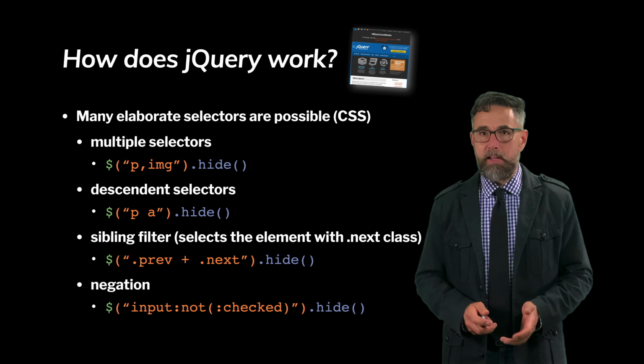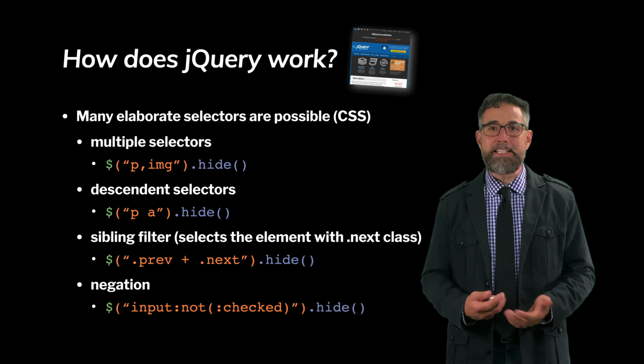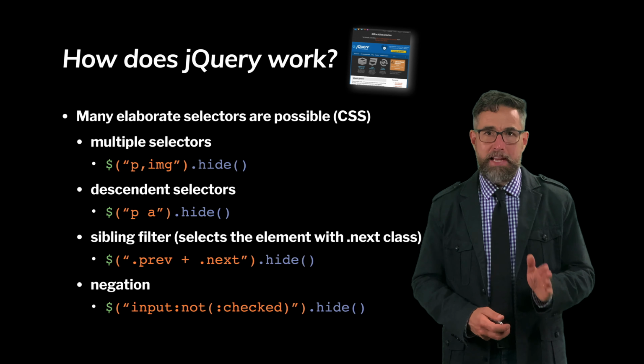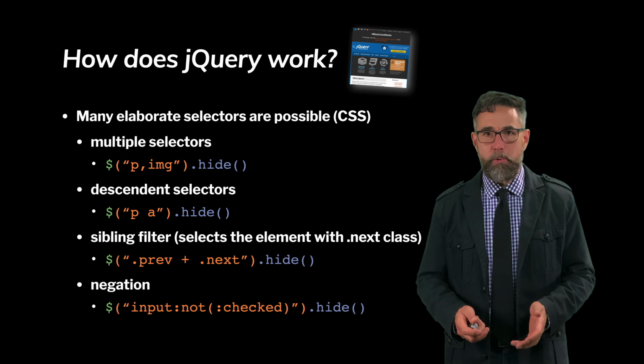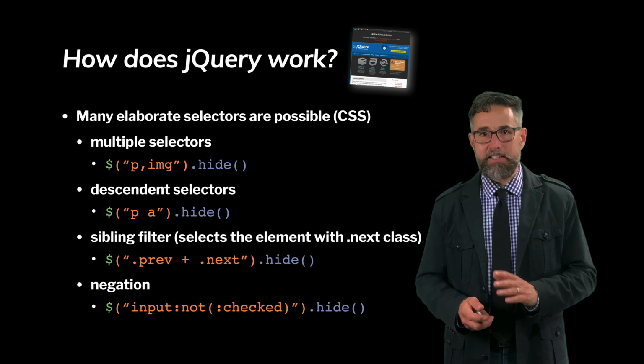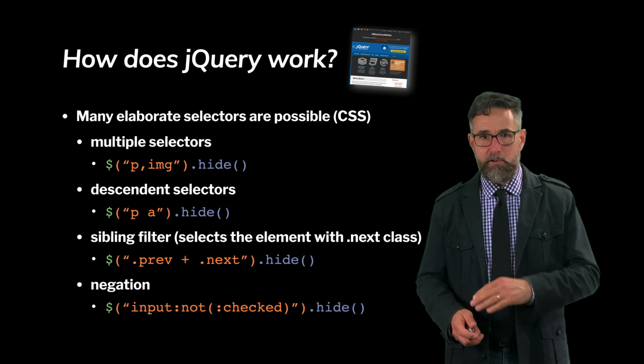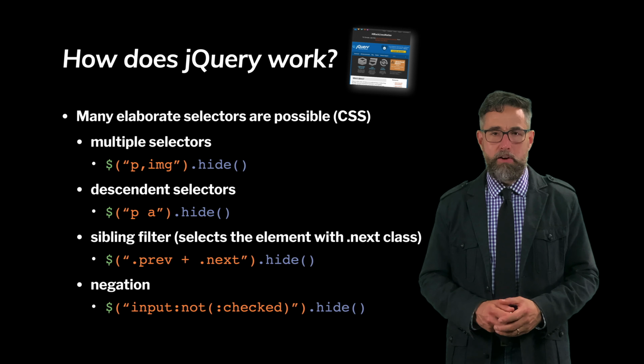We could also select those a tags that are a descendant of a p tag. So if we put a p, a space, and an a, the way that's interpreted is any a tags that are a descendant of a p tag, and not necessarily an immediate descendant, but it could be several layers deep. So we'll hide all of those.